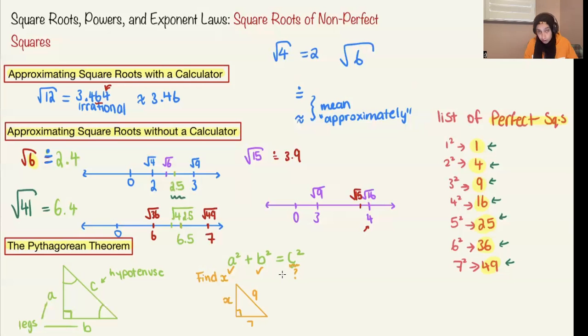Okay, so what I can do here is I can say, well, I know that by the Pythagorean theorem, the smaller legs, so x squared plus the other small leg, 7 squared, is equal to 9 squared, the hypotenuse, the long side squared. And you need to make sure that you know your perfect squares by heart, okay? All right, so 9 squared is 81, 7 squared is 49, and then we have x squared over here.